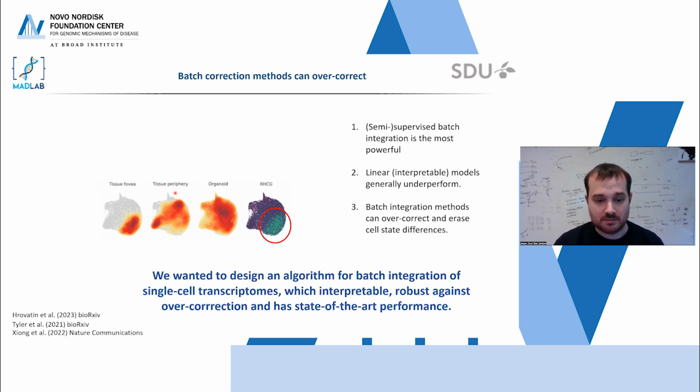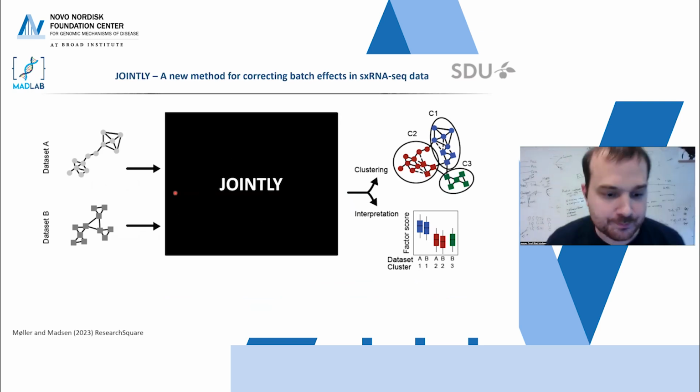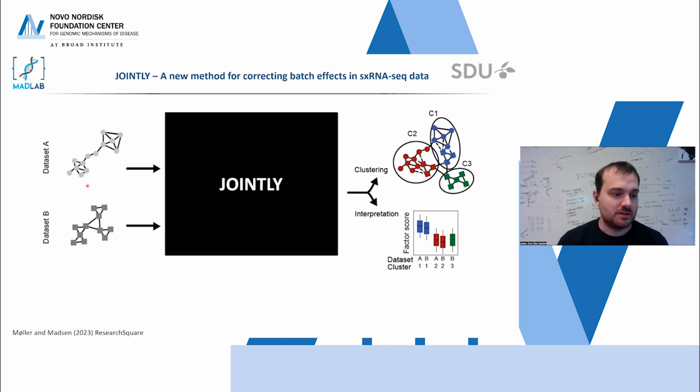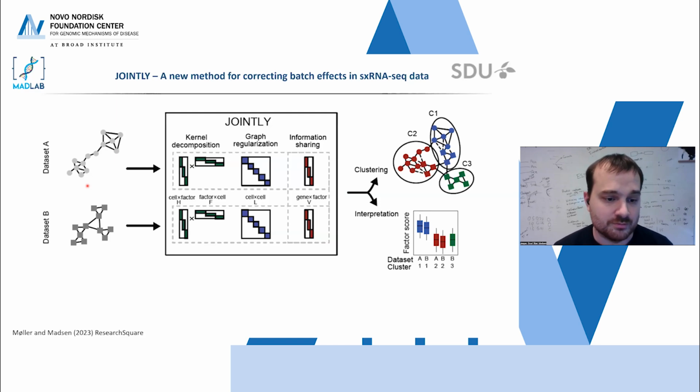So what we set out to do was to design an algorithm for batch integration which is interpretable, which is robust against overcorrection, and which has state-of-the-art performance. Our take on that is called Jointly. And Jointly works sort of like this. You have 2 different data sets that you want to integrate. Then you put them into Jointly, and out you get an embedding, which you can use for joint clustering. And you also get gene modules that you can use for interpretation. And of course, Jointly isn't really a flat box. It looks like this, schematically at least.